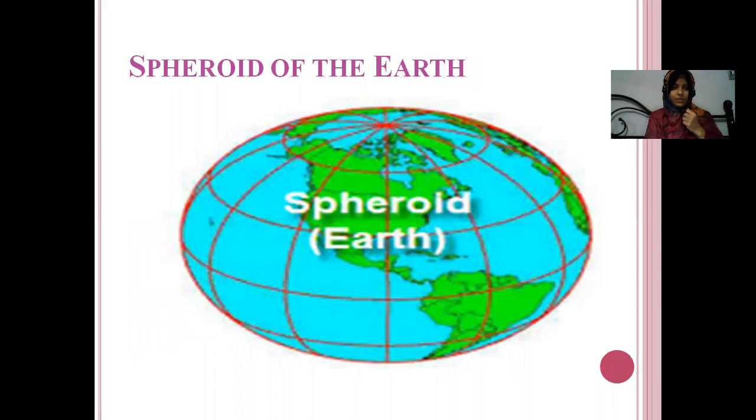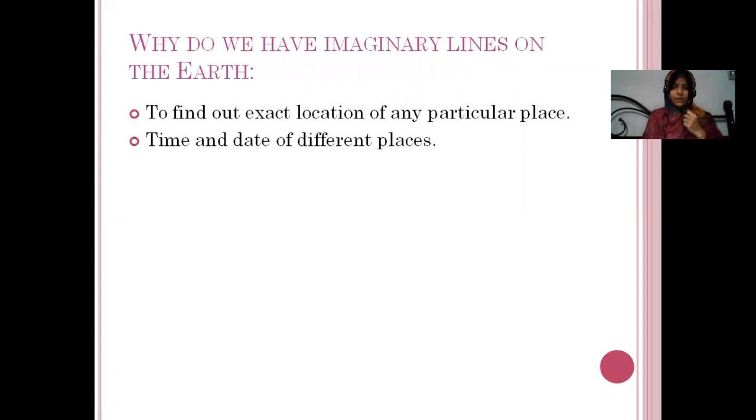See this picture, it is showing the spheroid of the earth. See from the poles, what is the shape of this spheroid, and you can see this middle part. This part is called the bulging region of the earth and flattened towards the pole. Now here the question arises, why do we have imaginary lines on the earth, or what is the need of these imaginary lines? Actually, they help us to find the exact location of any particular place, and also if we are able to see time or date today, that is also because of the presence of these imaginary lines.